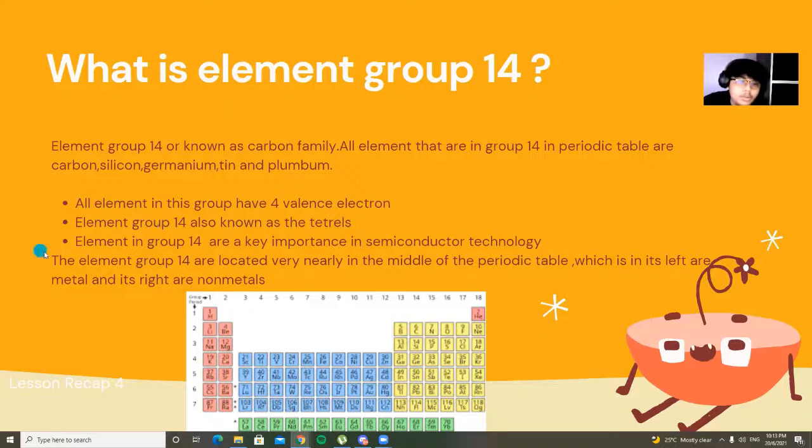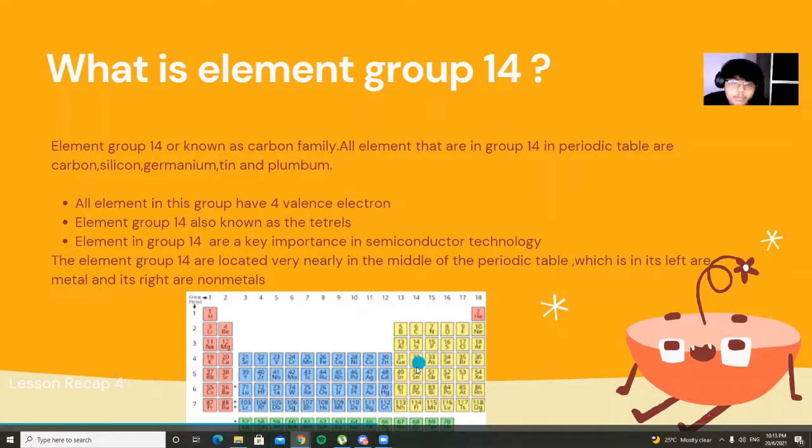The group 14 elements are located very nearly in the middle of the periodic table, where on its left are metals and on its right are non-metals. So this one is for group 14. You can see on the left side they contain the non-metal elements, and the right side is the metal elements.